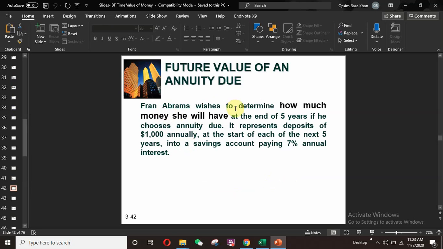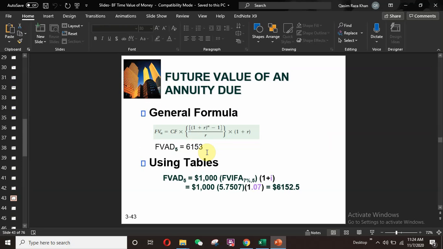Fran Abrams wishes to determine how much money she will have at the end of 5 years if she chooses annuity due. Same question, same investment problem, but here she is just changing the investment plan. Now she is going with the annuity due, so it represents deposits of $1,000 annually at the start of each of the next 5 years into a savings account paying 7% annual interest. So she wants to know, if I choose the annuity due investment plan, how much I will get after 5 years on the same amount.